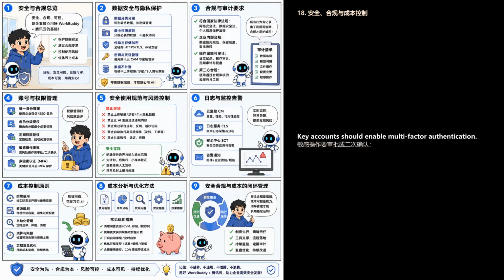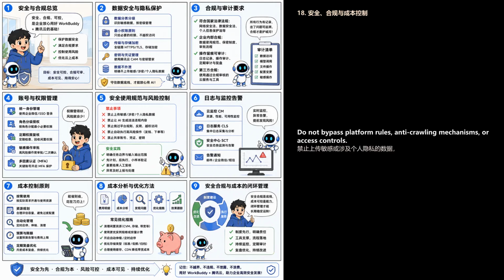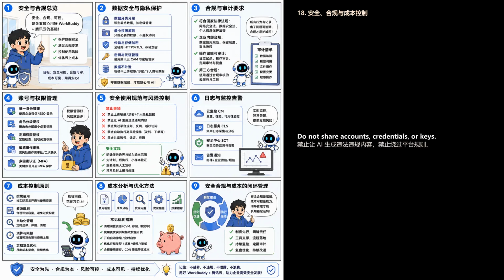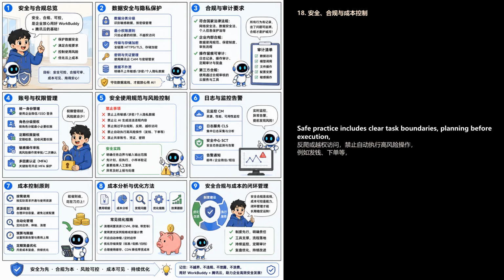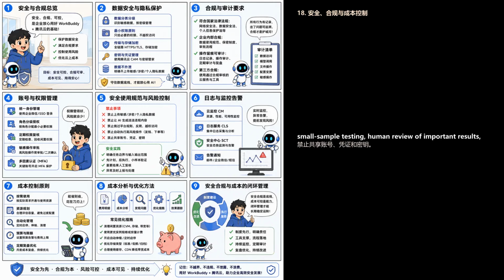Do not upload sensitive or personal private data. Do not ask AI to generate illegal or non-compliant content. Do not bypass platform rules, anti-crawling mechanisms, or access controls. Do not automatically execute high-risk actions such as payment or ordering. Do not share accounts, credentials, or keys. Safe practice includes clear task boundaries, planning before execution, small sample testing, human review of important results, and timely reporting of exceptions. The sixth panel covers logs, monitoring, and alerts.